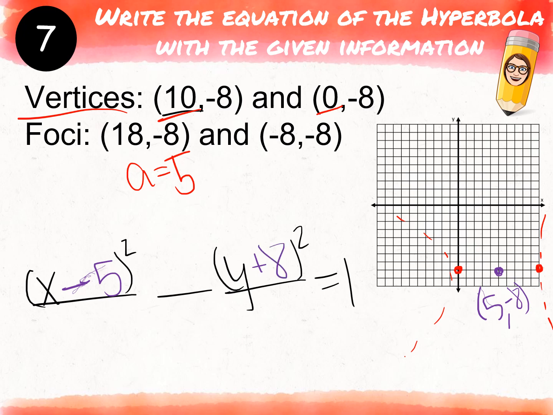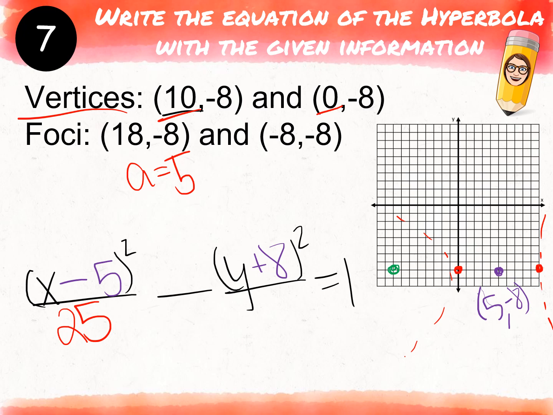Okay? All right, let's figure out our denominators. If my a value is 5, my first value is 25. Right? It's first. If it's a, it's first. Let's find our b value. Oh, well, I don't know any asymptote information. I know my foci. Let's talk about that. 18, negative 8, and negative 8, negative 8. So I can't even draw 18. So let's worry about this one. Negative 8.